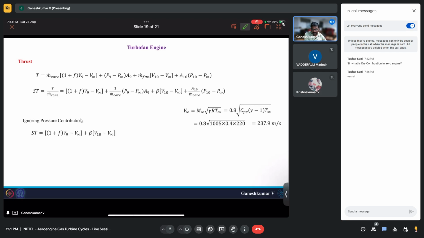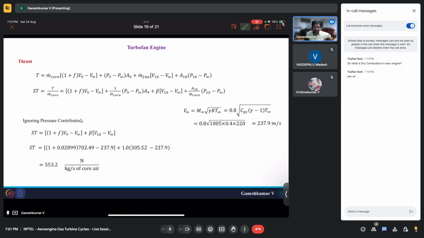Okay, and as I said, we'll ignore the pressure contribution, and hence you will have st, which is only the momentum contribution, will be simply 1 plus f times v9 minus v infinity plus beta times v10 minus v infinity. And if you substitute these numbers over here, you will end up having 553.2.